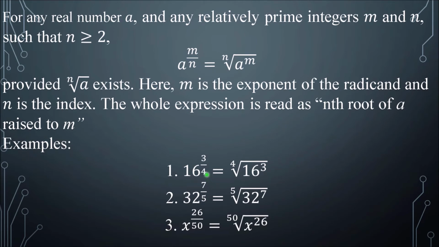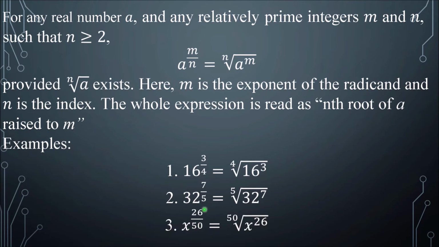So 4 is the denominator, 4 is the index, 3 is the numerator, 3 is the exponent of the radicand. Number 2, 32 raised to 7 over 5 is equal to the 5th root of 32 raised to 7. Take note, again, the denominator is 5, the index is 5. The numerator is 7, the exponent of the radicand is 7.